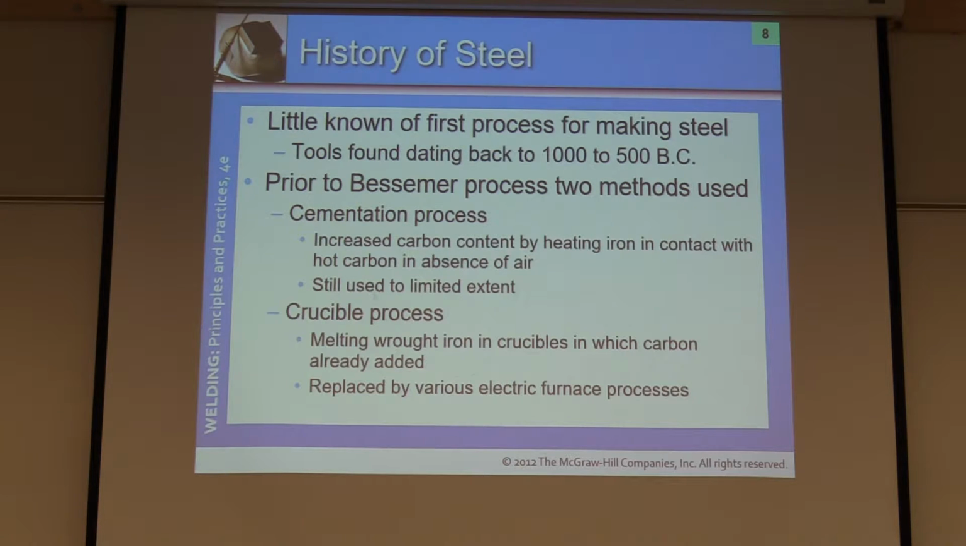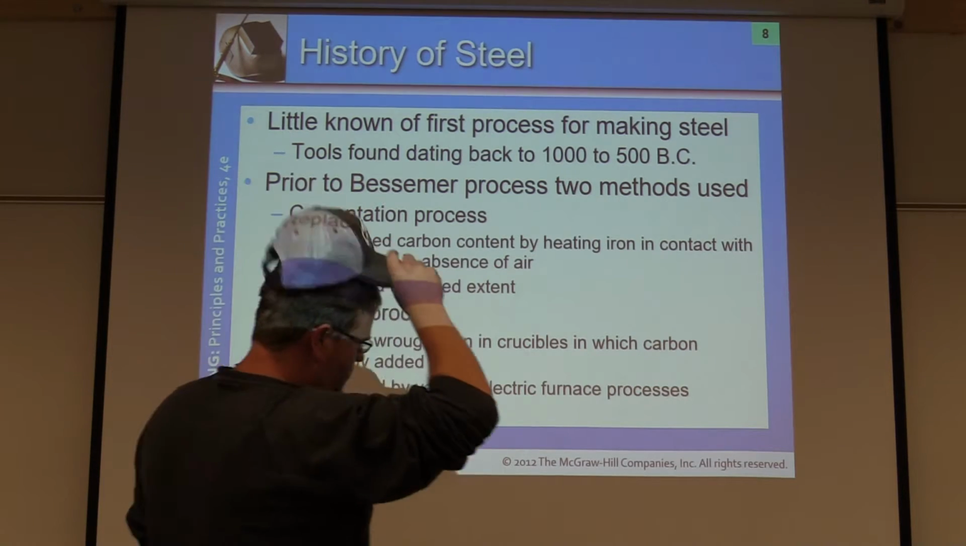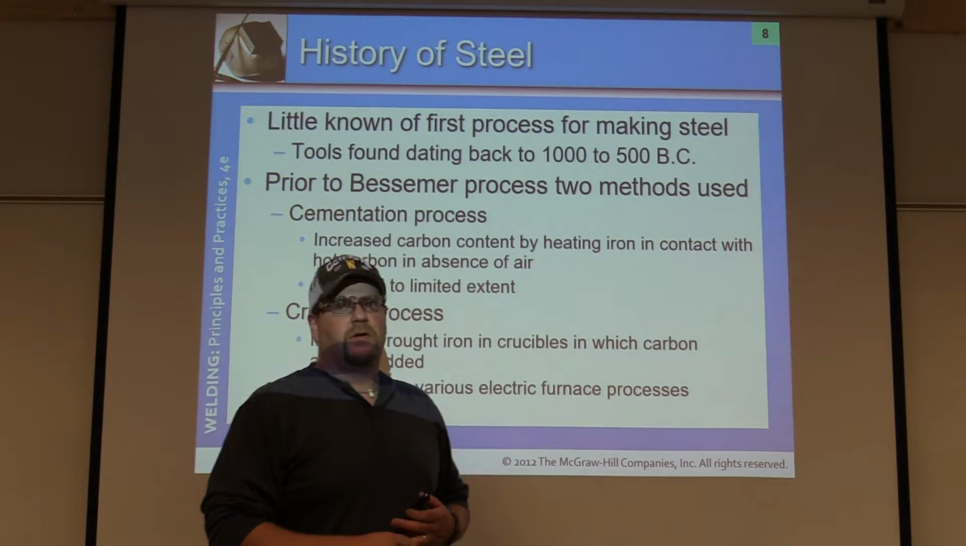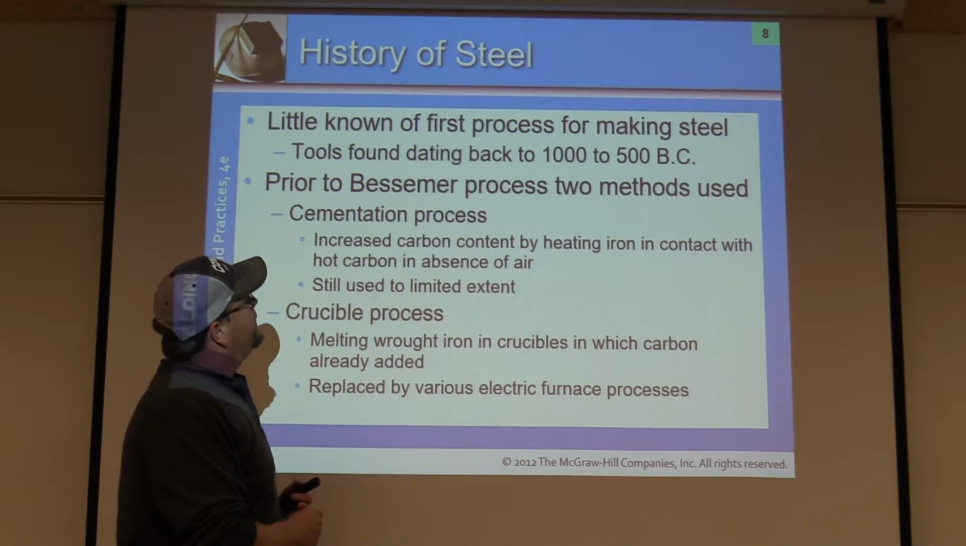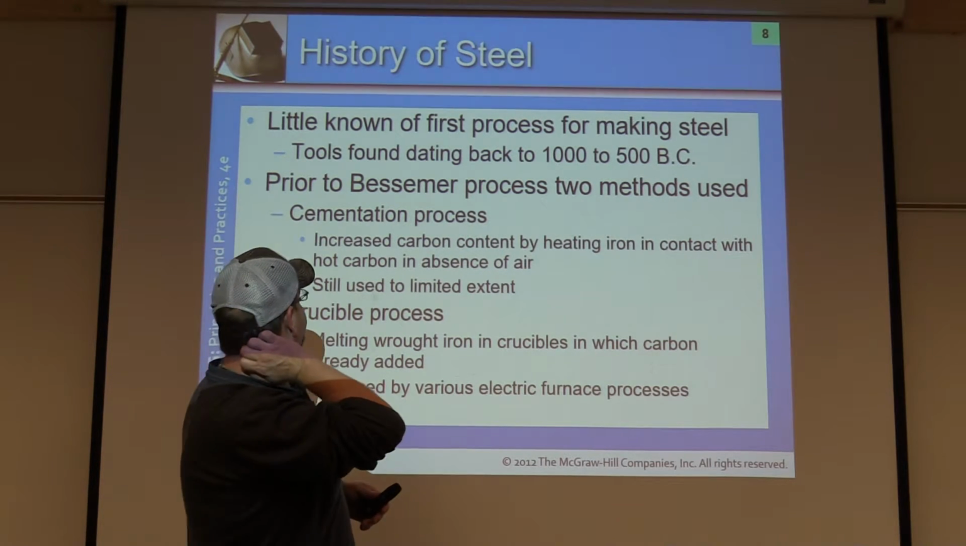Little known of the first process for making steel. Tools found dating back to 1000 to 500 BC. Remember, we talked about the history of welding. A lot of the original materials were made out of brass, bronze, and so forth, before the steel process came in.